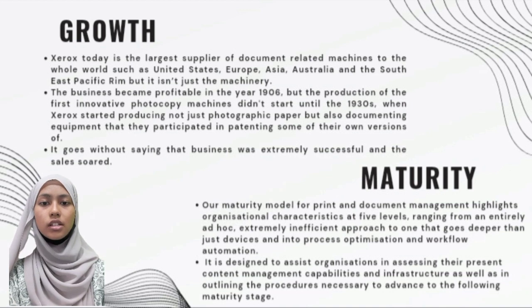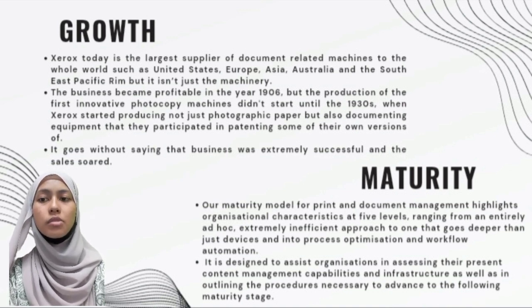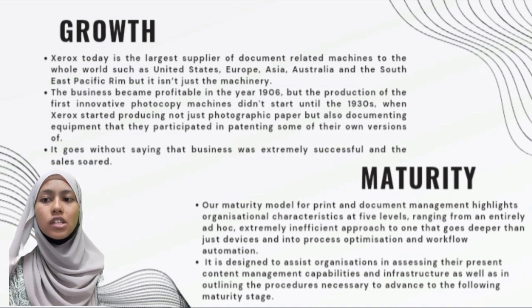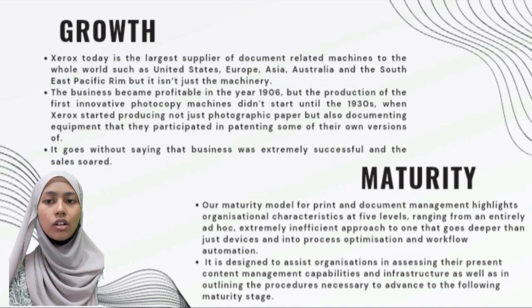For the growth stage, Xerox today is the largest supplier of document-related machines to the whole world, but it is not just the machinery. The business became profitable in the year of 1906, but the production of the first innovative photocopy machine didn't start until the 1930s. When Xerox started producing not just photographic paper but also documenting equipment, they participated in patenting some of their own versions. It goes without saying that the business was extremely successful and the sales soared.